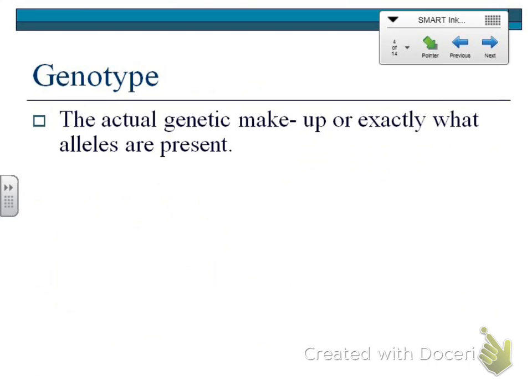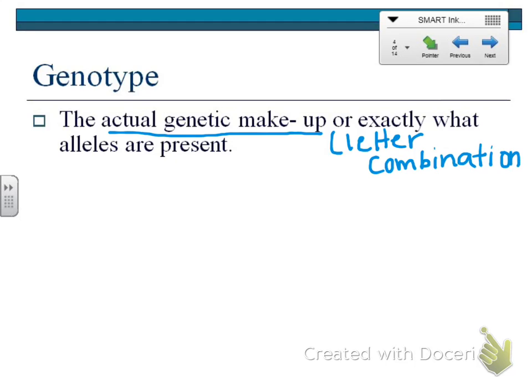So when we define genotype in our notes, we're going to write a couple things. We're going to say that it's the actual genetic makeup, so that goes in the blank. And what will help you the most is the letter combination that you get. You've got a whole list of examples in your genotype column. I'm going to put a couple more up on the board.